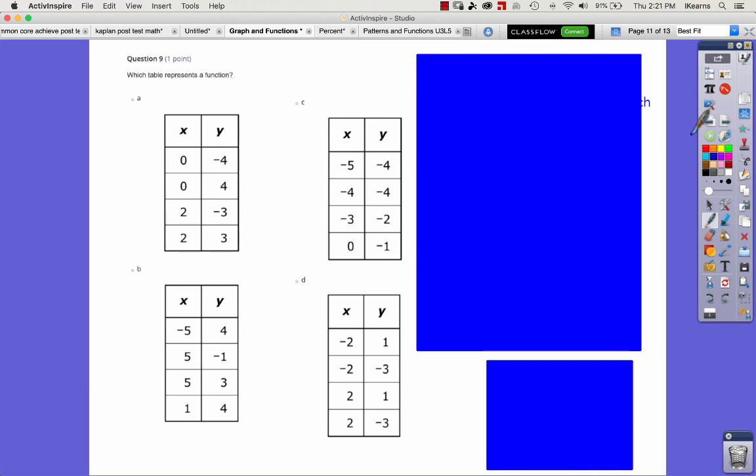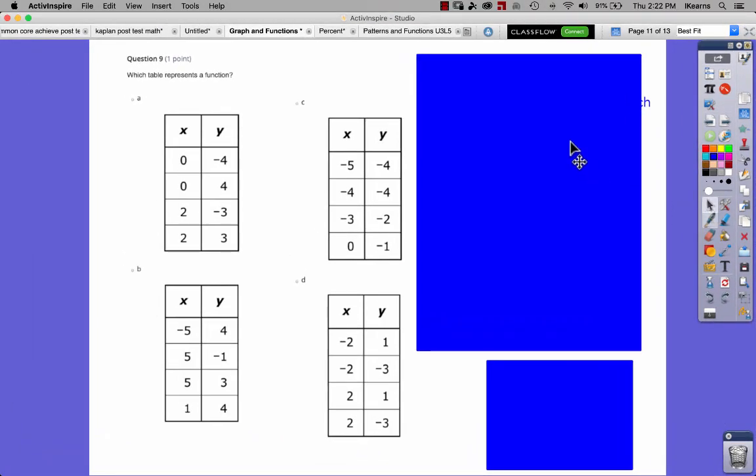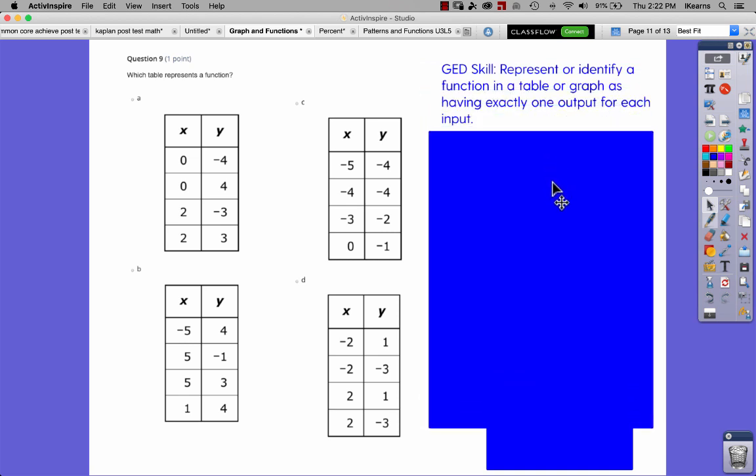All right, question 9. Which table represents a function? So having worked with a lot of students, I find these types of questions really are confusing unless you know what they're asking for and you know a little bit about functions. And so here's some background before we dive into answering this question. This is taken from the GED. They say students need to be able to represent or identify a function in a table or graph as having exactly one output for each input.